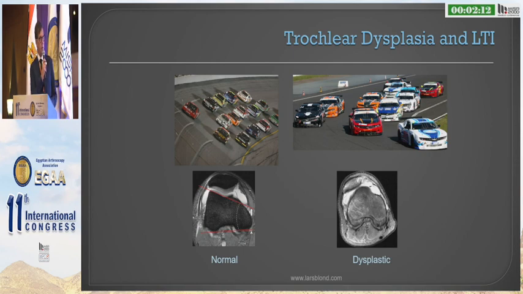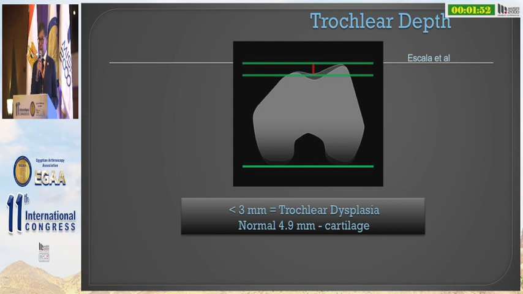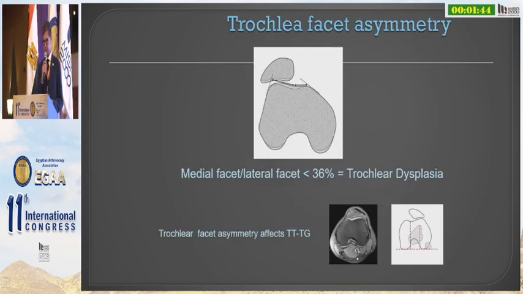I tried to compare the lateral trochlear inclination angle and the trochlear slope to NASCARs. You know, NASCARs can go very fast on the track since the track is oblique. However, if the track is flat, there will be a tendency for the car to skid, and it's just the same with the patella. The trochlear depth can be measured this way. Normally it's 4.9 millimeters. If you measure on cartilage, if it's less than 3 millimeters, it's dysplasia.